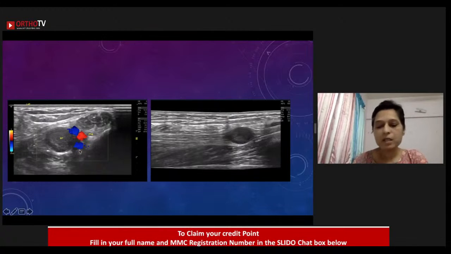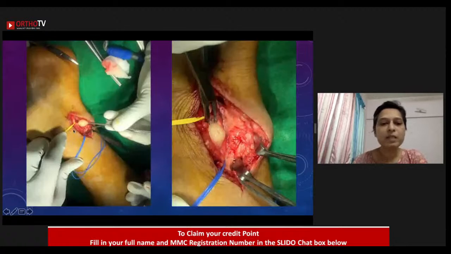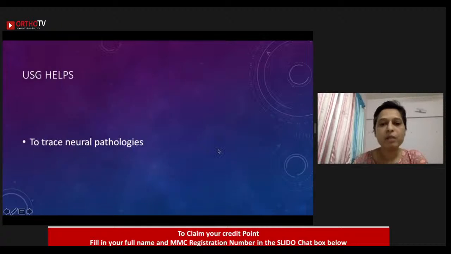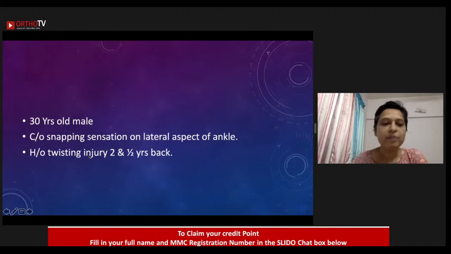The case was discussed with the surgeon. Exploration was done, and this is the mass which we were seeing on the ultrasound. This was removed in toto, and the histopathological report confirmed it to be a neurofibroma. So ultrasound helps us to trace the neural pathologies very well.